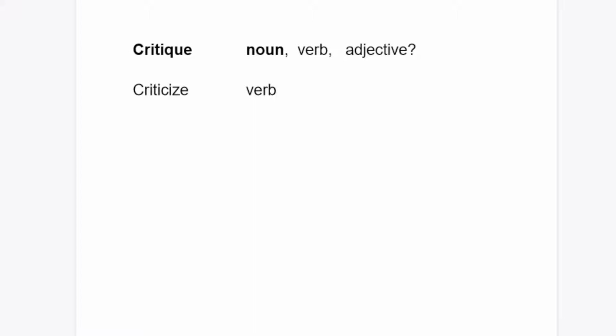And a critique is basically that action or that thing that you do as a noun. So you could say that he gave a harsh critique of the movie, meaning that the person talked about the movie's problems and flaws very intensely. All right.